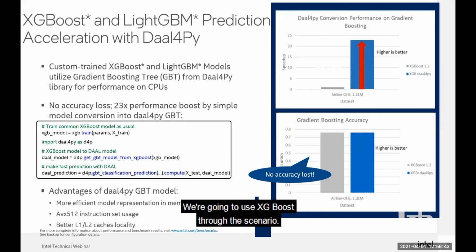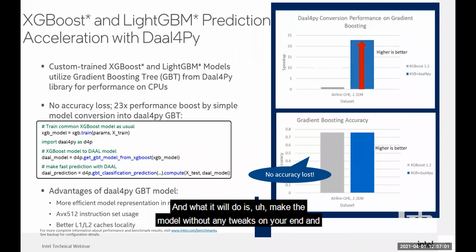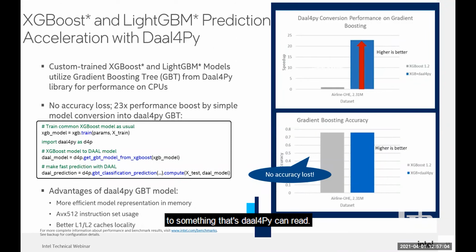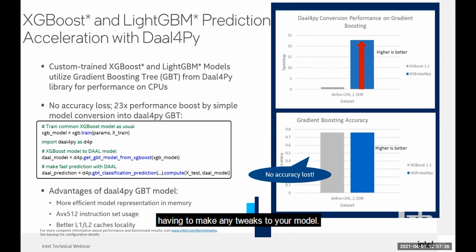Essentially, all you do is take your pre-trained XGBoost model. You've just finished training it. We're going to use XGBoost for this scenario. You've finished running XGBoost training on your model, and you now have your model. After that, you put it into this function call, get_gbt_model_from_xgboost. It will make the model, without any tweaks on your end, into something that DAAL4py can read. After that, you can use DAAL4py gradient boosting classification prediction with the test data that you already have, and you'll get a huge speedup by using DAAL4py gradient boosting prediction without sacrificing any accuracy or having to make any tweaks to your model.